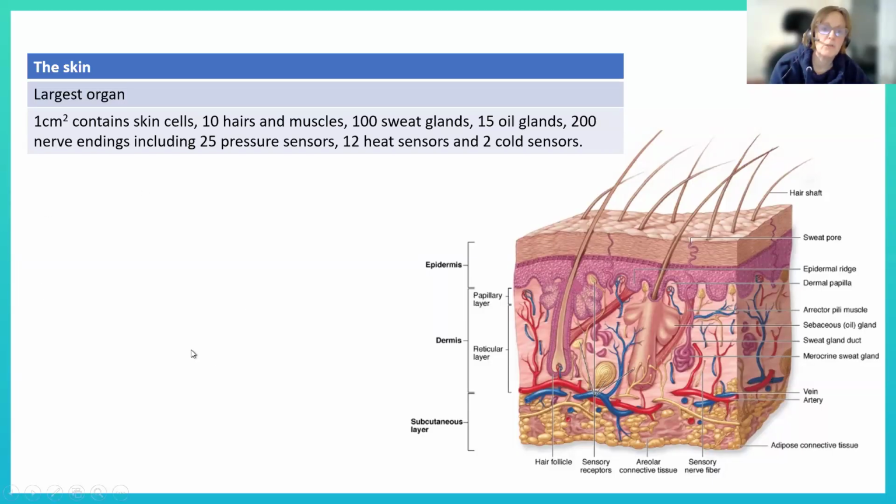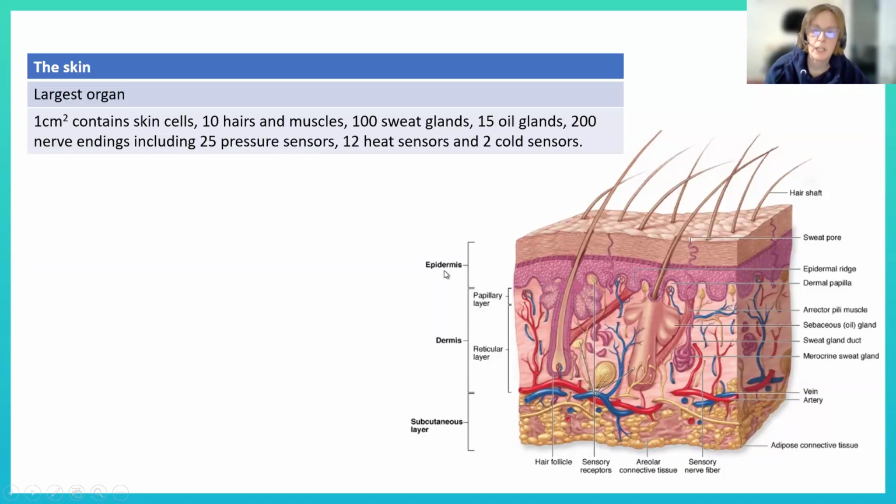So part of the nervous system, sensory detection is going on there. Heat sensors, cold sensors, pressure sensors. Then we've got all these glands. So these are hormonal. So loads of glands. We've got hairs and we've got muscles. So there's an awful lot going on there.